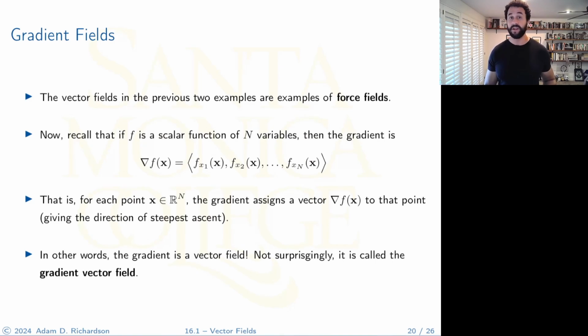All right, now let's talk about a very, very special kind of vector field called a gradient field. These ones are going to be very important for what we study for the rest of this chapter. The vectors in the previous two examples, and frankly lots of the examples I've been talking about, are examples of force fields, literally force fields. If you think about force fields in science fiction, this is what they're talking about. It's just a vector field that describes a force at every point in space.